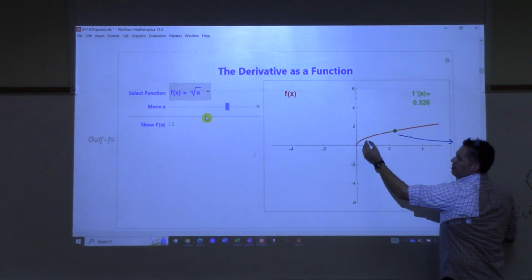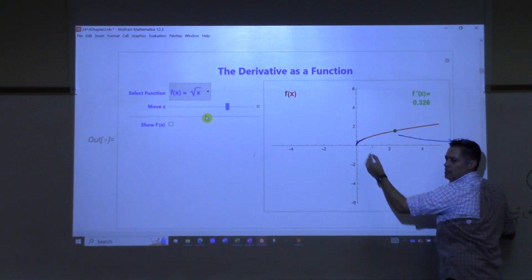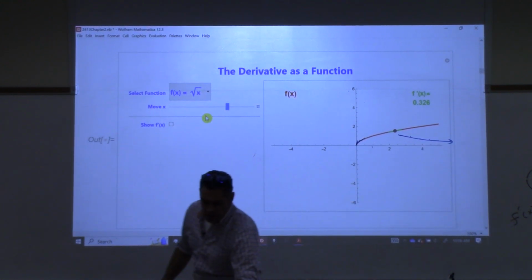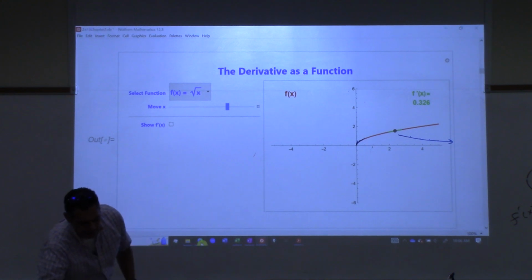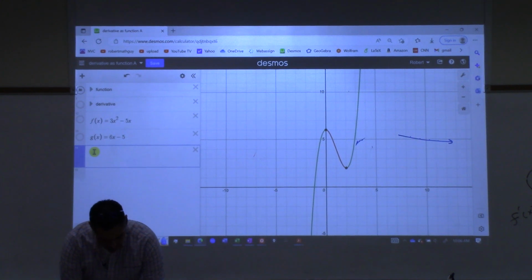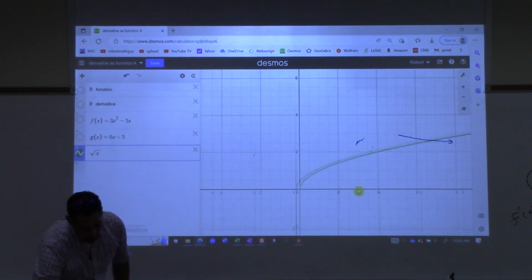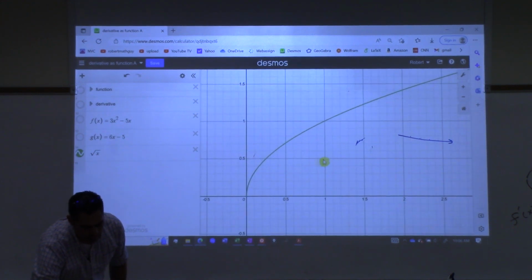What about over here, though? Something really interesting happens here. Can you all tell what's happening to those tangent lines? It's getting steeper. I think what I'm going to do is go to Desmos and graph that function. This is the graph that we're looking at right here. I'm zooming in on it.